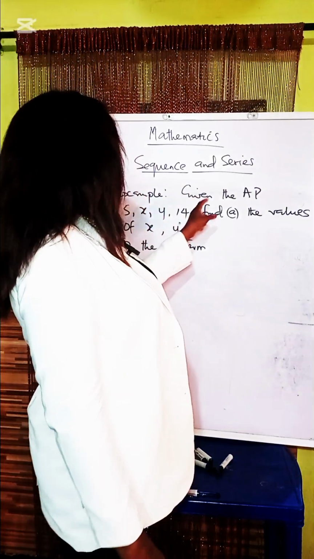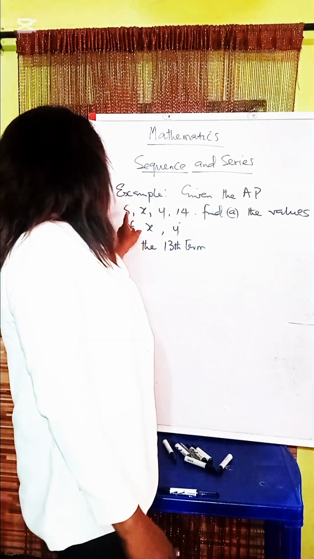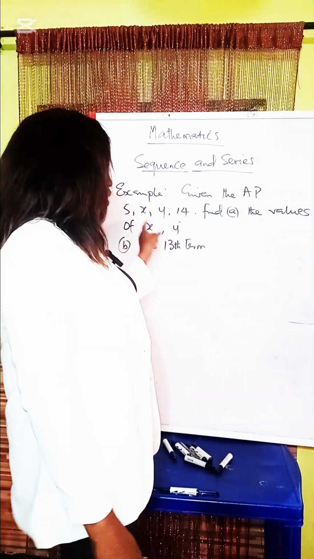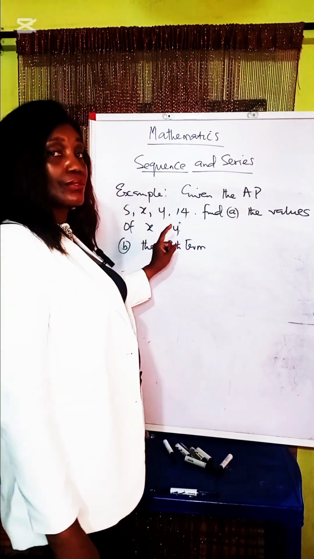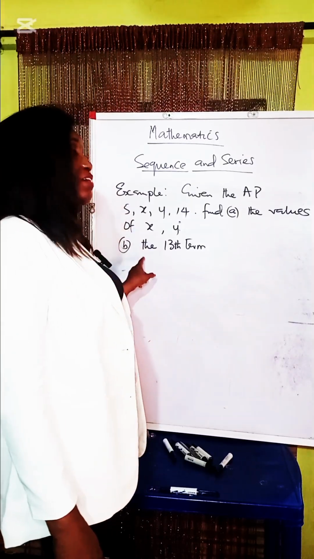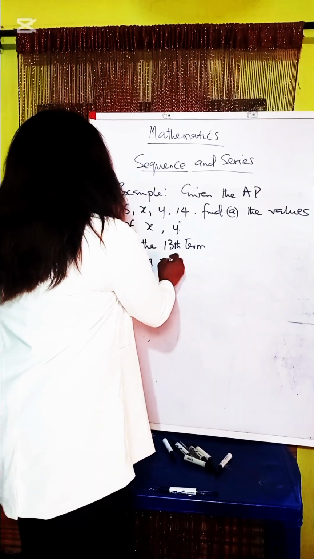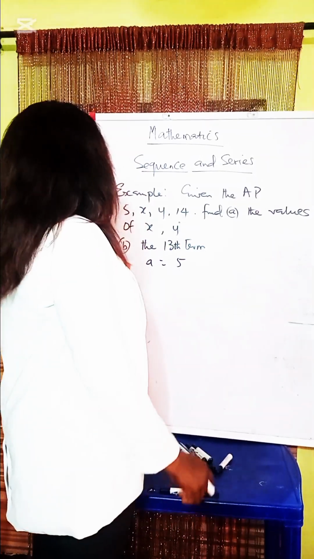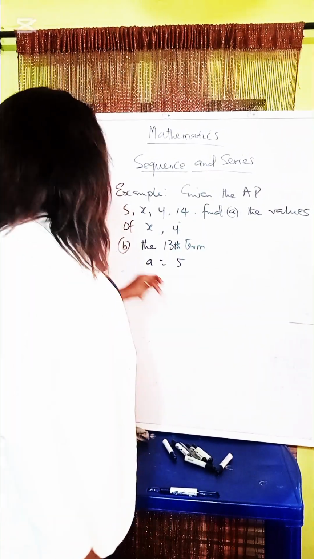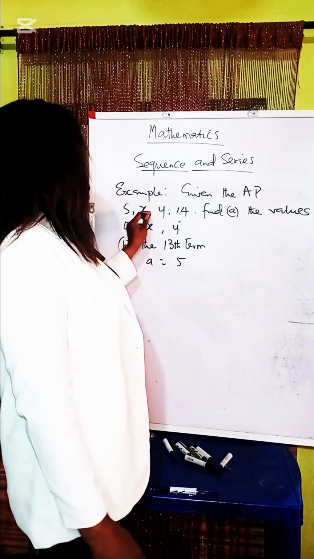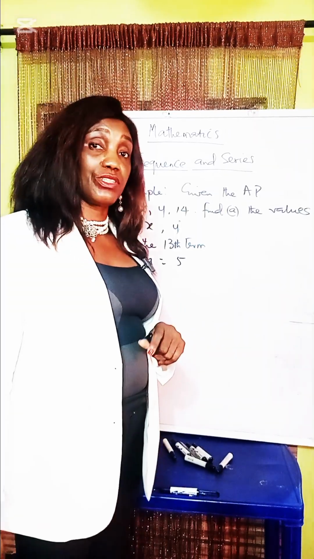Now look at this question. Example: given the AP 5, X, Y, and 14, you will discover that they gave only the first term and the last term in this sequence. Find the value of X and also Y. Then B, find the 13th term. So given that the first term A is equal to 5, like we said before, we are going to use the known to get the unknown. Since A is equal to 5 and X is the second term, I am going to use 5 and the last term because we don't know the common difference.